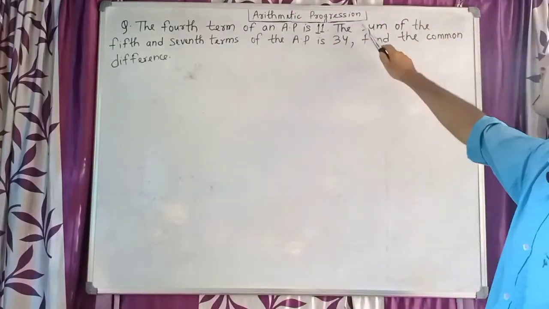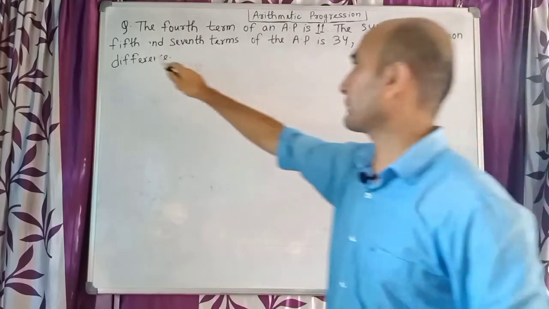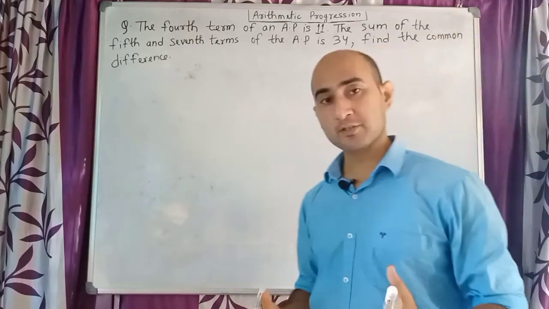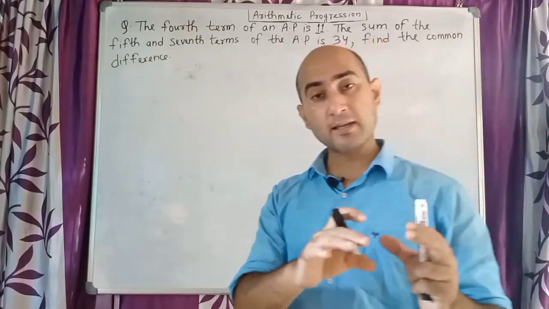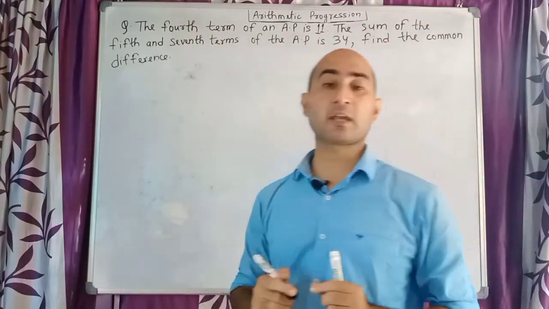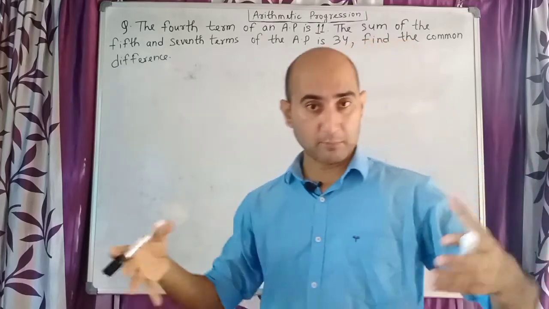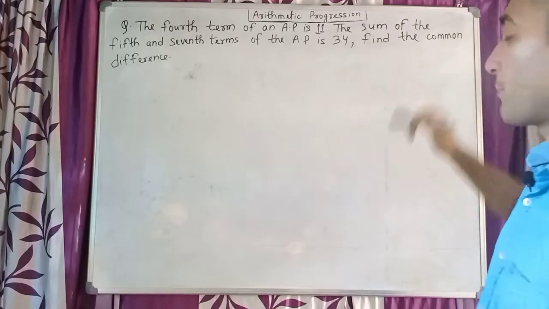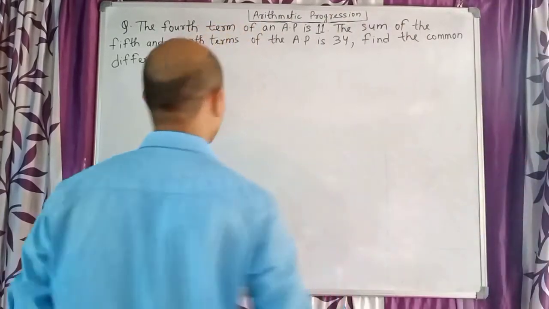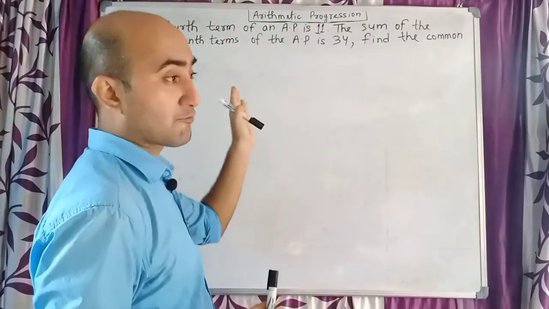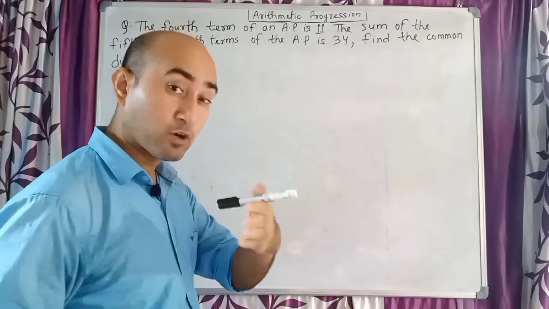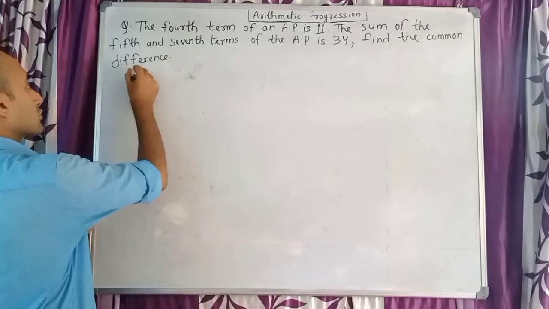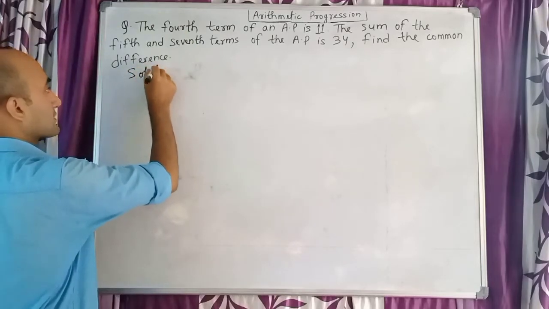The second condition: the sum of the fifth and seventh term of the AP is 34. The meaning of this is, when the fifth term of the AP and the seventh term of the AP are added, the result is 34. Find the common difference. You have to find only the value of D. The value of A is not given, the value of D is also not given, but you have to find only the value of D. So here my solution starts.